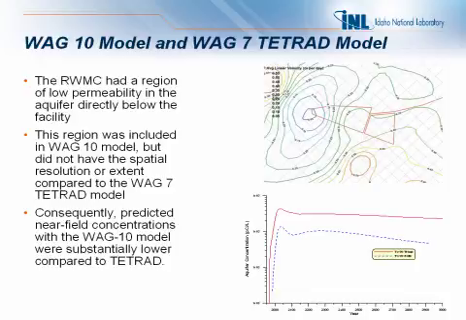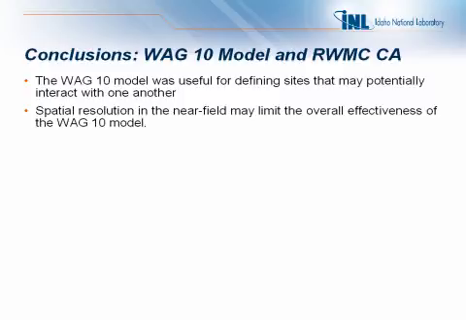So when we look at the concentrations predicted by the WAG10 model and those predicted by the tetrad model, the WAG10 model's here, it's quite a bit different, just because there's a lot more water flowing through the WAG10 model compared to the tetrad model. We did not have the discretization in this area to represent it. So it's certainly useful for defining sites that may interact with one another, but spatial resolution of the near field may be inadequate for the overall effectiveness of it.